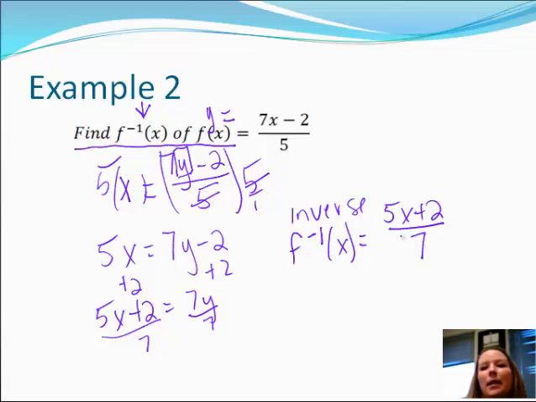If you wrote something like this, because you have it written f inverse of x, that tells me that this is the inverse. I don't have to write y equals, I can write it like this.